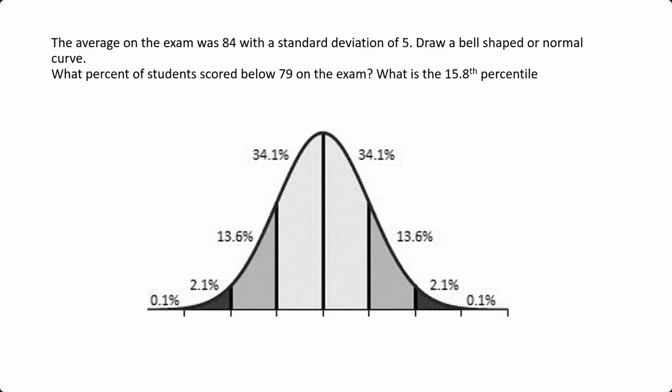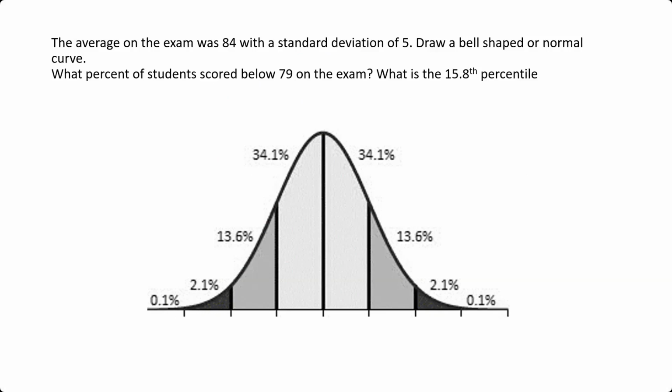Okay, the average on an exam was an 84 with a standard deviation of 5. Draw a bell-shaped curve. It could also be called a normal curve. Now, normally I don't give the percents, but I did put them on there, so you don't have to memorize these percents. They're already on there. But you do need to fill in the bottom portion.